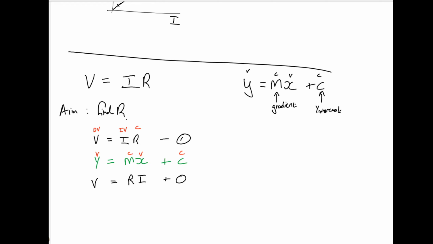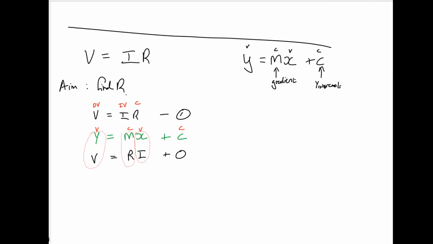Okay, the reason I've written R and I the other way around, you might go, well, what's the point? They're the same thing. They are the same thing, that's why you can do it. But we do it so that I can match them very specifically to each other. So that would mean that V would be my y-axis. And if the current is my x-axis, that leaves R as the constant, which must be the gradient.